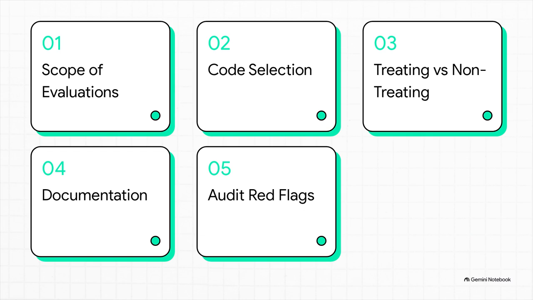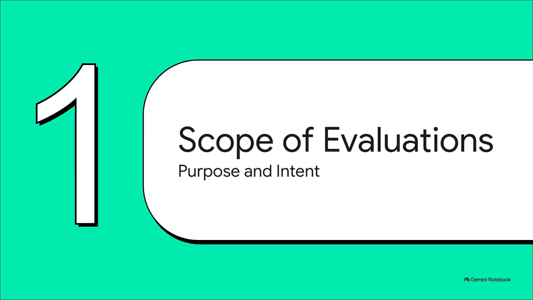Today's agenda is packed. We're going to cover the scope of these evaluations, the mechanics of code selection, the strict rules around treating versus non-treating providers, exactly what documentation you need, and of course, how to avoid those top audit red flags. All right, let's start with Section 1, the scope of special evaluations.